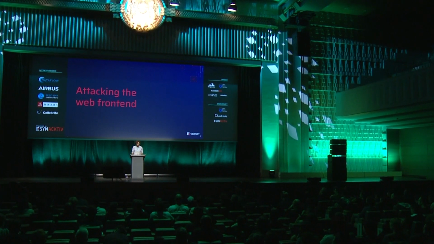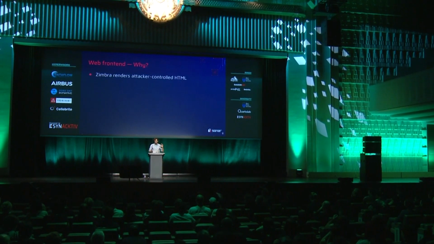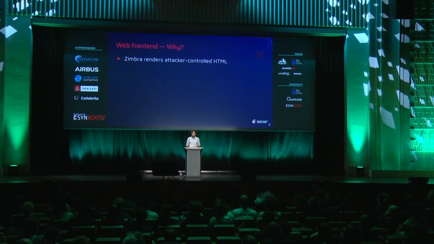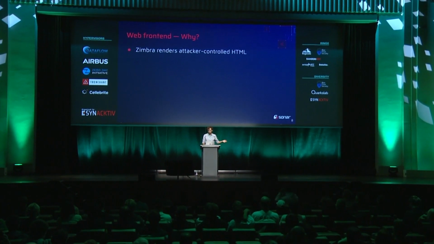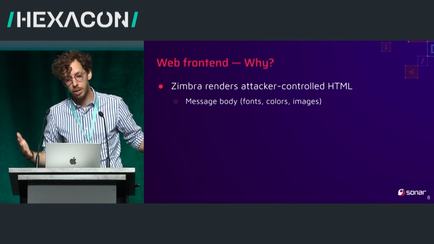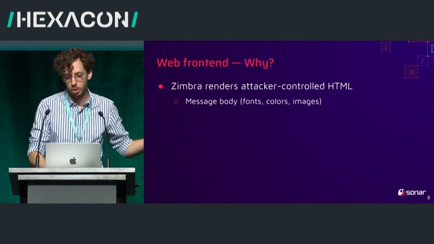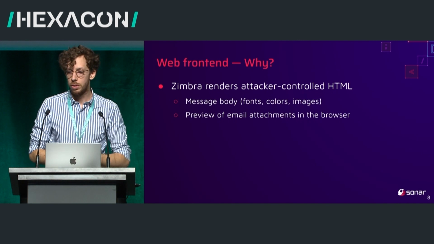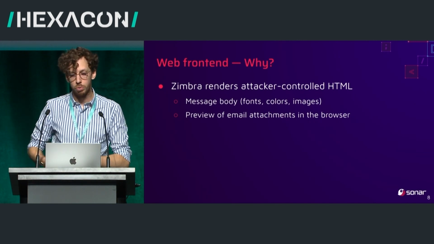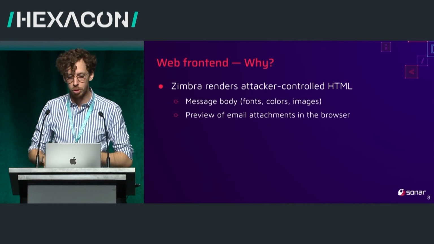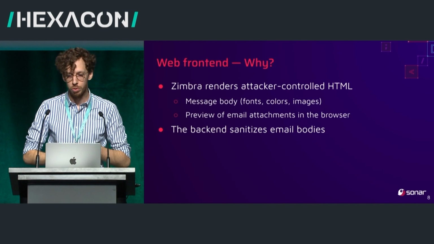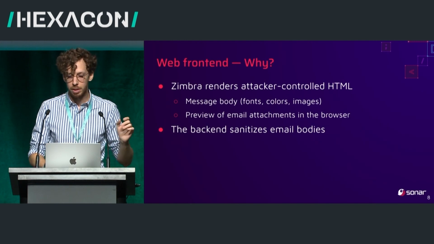So let's start with the front end. Like I said, you need to display emails because it's the goal of Zimbra, and everything that comes from emails is attacker controlled. So you want to display message bodies, but you cannot just strip every HTML tag because you have fonts, you have colors, you have images, you have buttons. You also need to preview attachments to make sure that like it's fancy. Like when you receive a document, you want to kind of maybe show previous visualization of this document, and to kind of reduce the risks, backend sanitize email bodies.